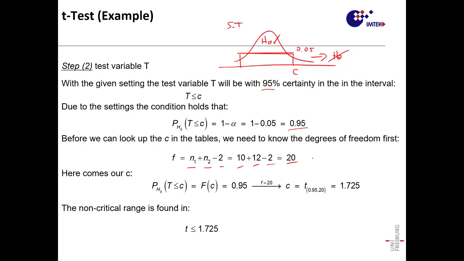So we have the degrees of freedom, we have the significance level. We go to the table with that, and we get 1.725. So the critical value here is 1.725. All right? That is what we have.